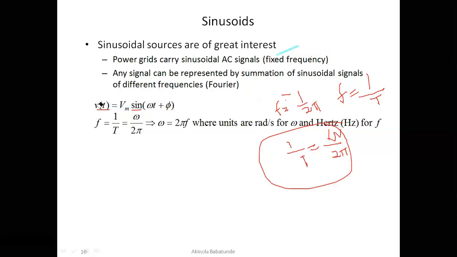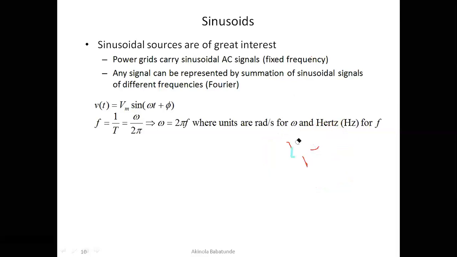Please also keep this equation in mind: V equals the amplitude Vm times sine of (Wt plus the phase angle), that is, the angular frequency times t plus the phase angle, where the unit for W is radians per second, and the unit for the frequency is hertz, as you already know.